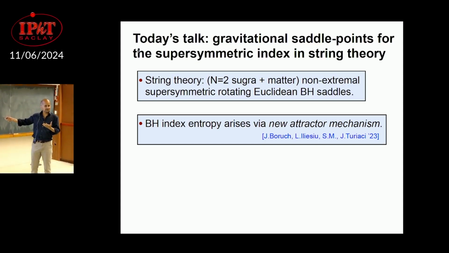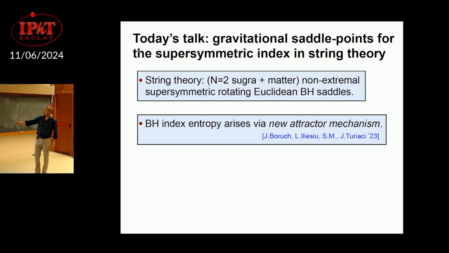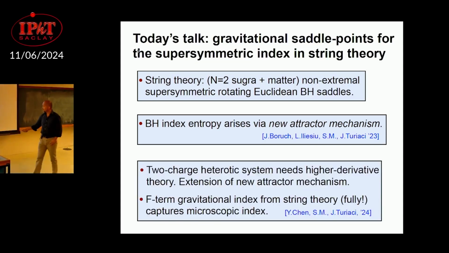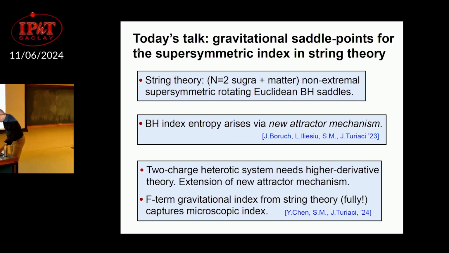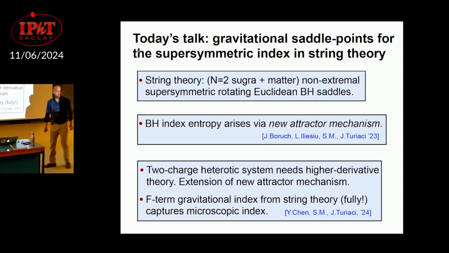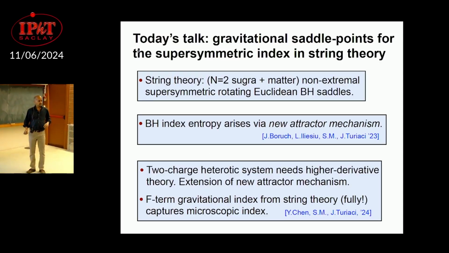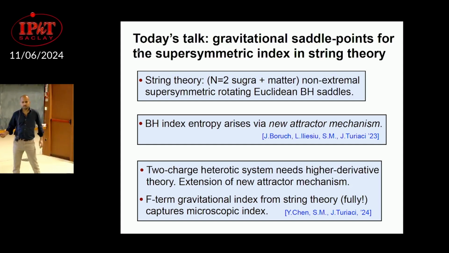Here I don't have an extremal black hole, so I have to revisit this. And what we found in this paper, this is with Jan Boruch, Luca Iliescu, and Joaquin Turiaci, we found that although there is no extremality, there is a new type of attractor mechanism that arises in these saddles. Then I will apply this to the heterotic string theory, and there are some interesting surprises. I'm going a little behind time, but that's fine. So any questions about the main part, the motivation and so on?